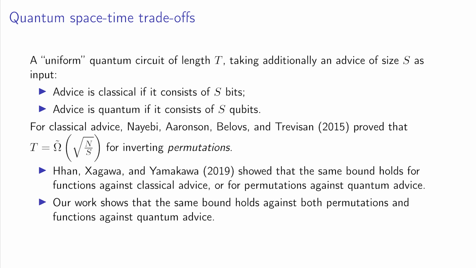So in this work, we show that for the general case of quantum advice, this lower bound holds generically for both inverting functions and permutations. Before diving into the technical details, let me first interpret these bounds using the following graph.